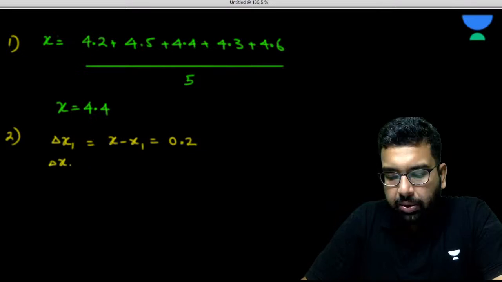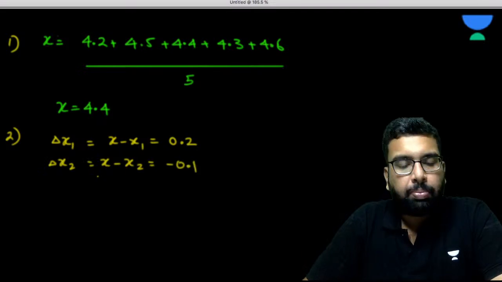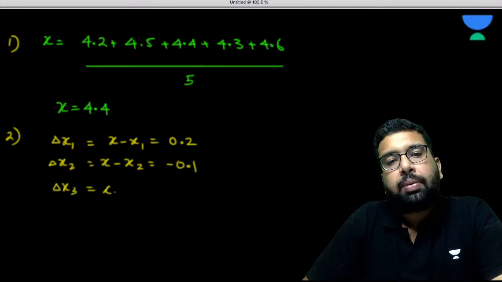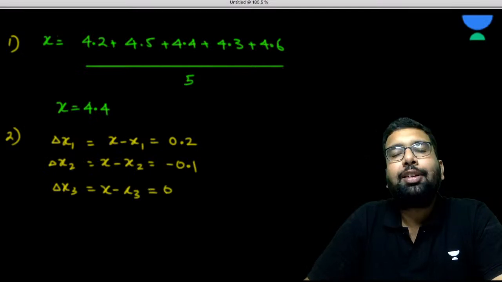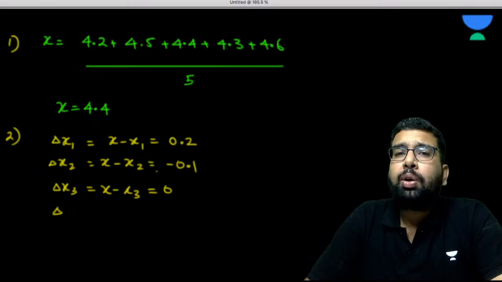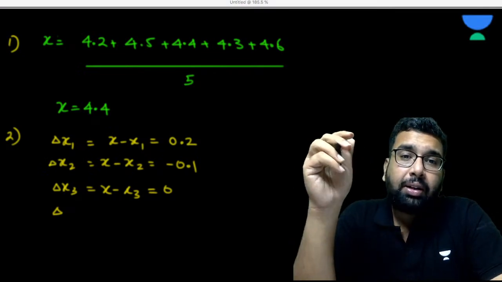Now delta x2 is going to be x minus x2, so 4.4 minus 4.5, which will be minus 0.1. Then we have delta x3, which is x minus x3, that means 4.4 minus 4.4. This is 0. Sir, it is coming out to be 0. Don't worry about it, you just do the calculation. In this particular measurement there is no error.